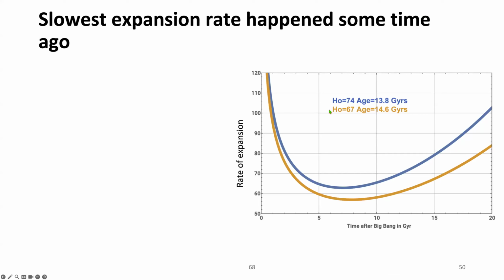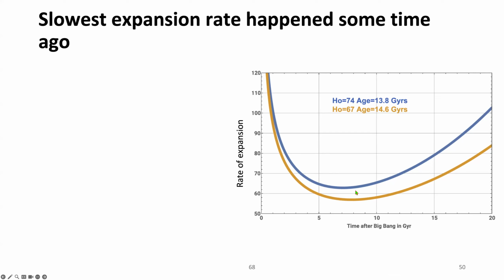Let's see what this means for the rate of expansion of the universe. In the early universe, the expansion was very high and it was slowing under the gravitational influence of the matter existing in a relatively small universe. The blue curve tells us how the expansion rate is going to change over the life of the universe. Here we are right here. That's 13.8 billion years after the Big Bang.